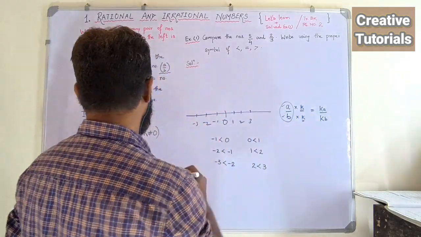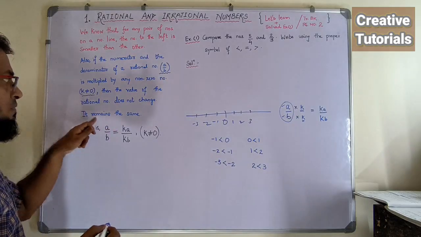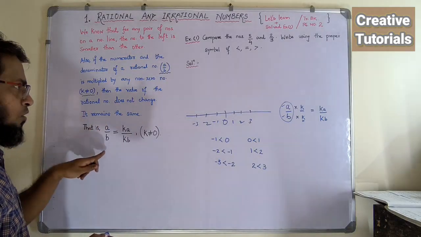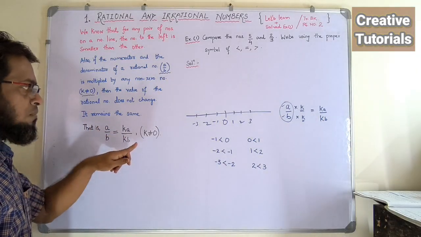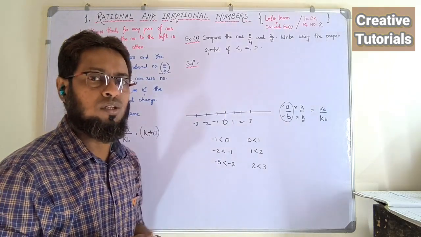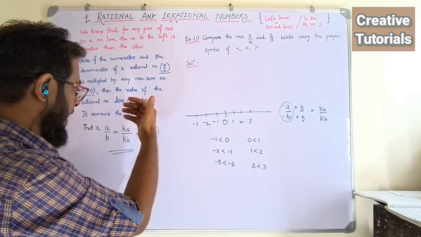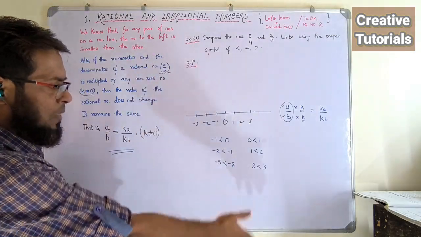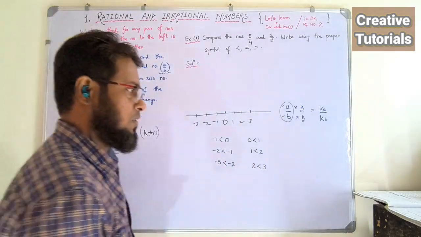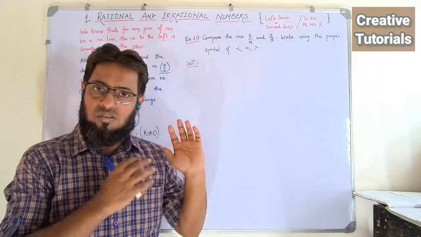Okay, then such that it remains the same, that is a upon b is equal to k a upon k b, where k is not equal to 0. I hope this is understood, and this part we are going to use in our upcoming solved examples. I hope this one is understood.